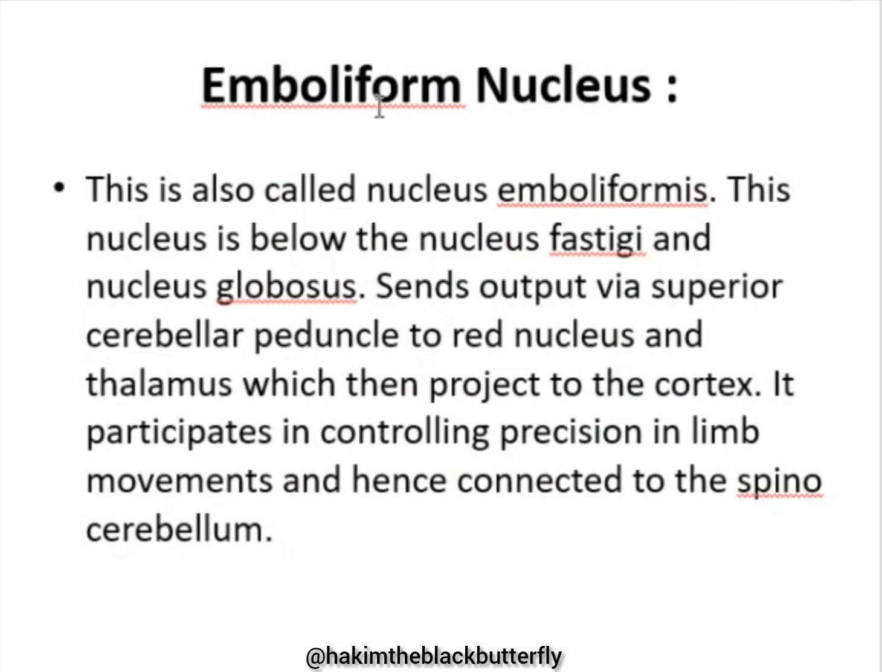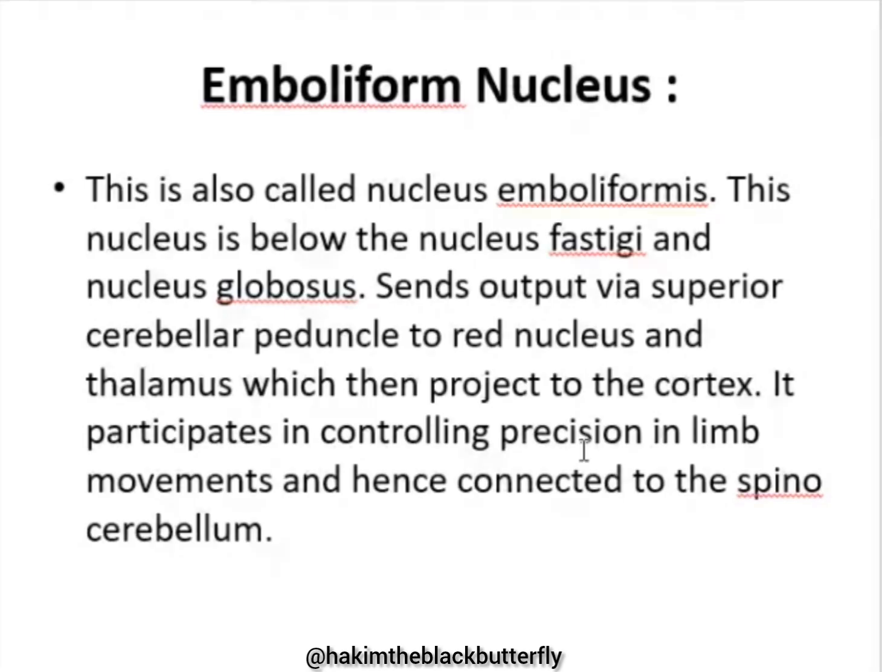Information from the emboliform nucleus is the one which is going to go to the thalamus, and from the thalamus, it is going to go to the cerebral cortex. Information from the emboliform nucleus is going to go to the specific motor nuclei of the thalamus. From there, it's going to be transmitted to the cerebral cortex. And this information participates in the control of precision.